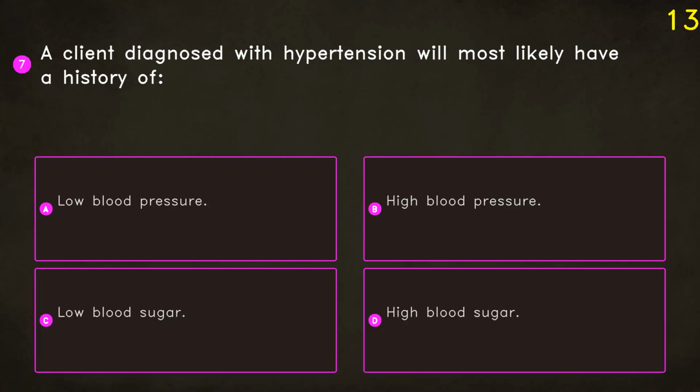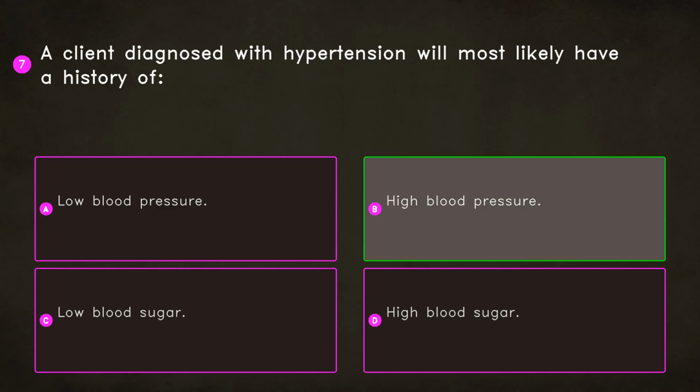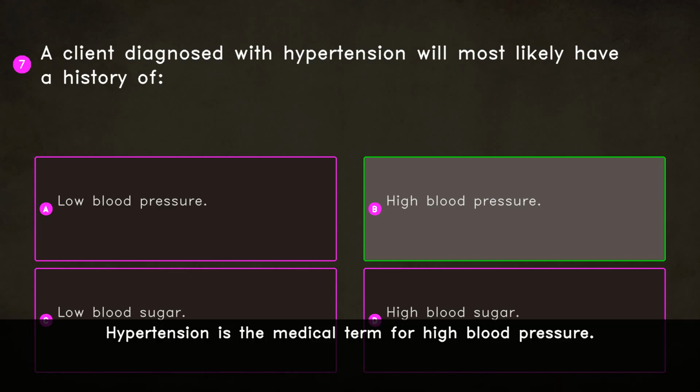Question 7. A client diagnosed with hypertension will most likely have a history of A. low blood pressure, B. high blood pressure, C. low blood sugar, D. high blood sugar. The correct answer is high blood pressure. Hypertension is the medical term for high blood pressure.